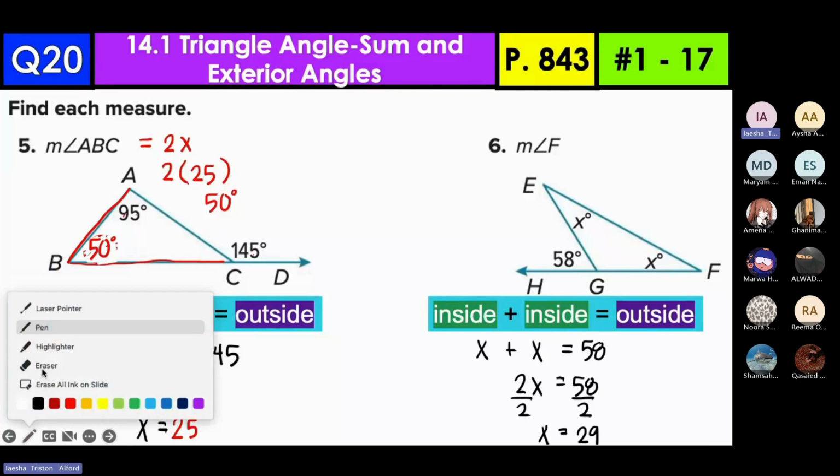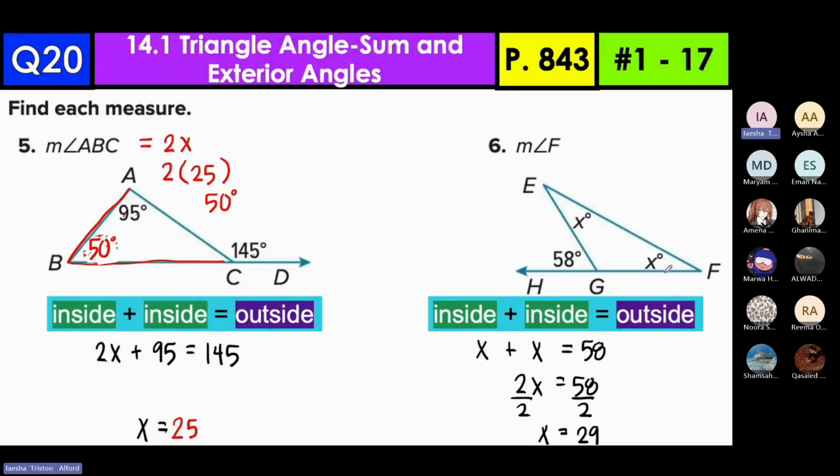What does the question ask you for? Measure of angle F. So they want F. This one. So what is the measure of angle F? It is the same as x. What number is x? 29 degrees. Go back to your picture and put the numbers. So this is 29 degrees, and this is also 29 degrees.